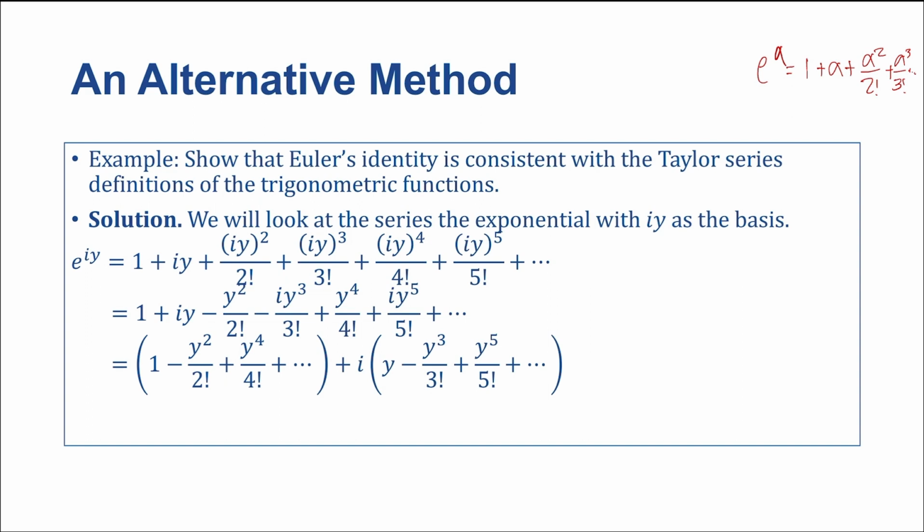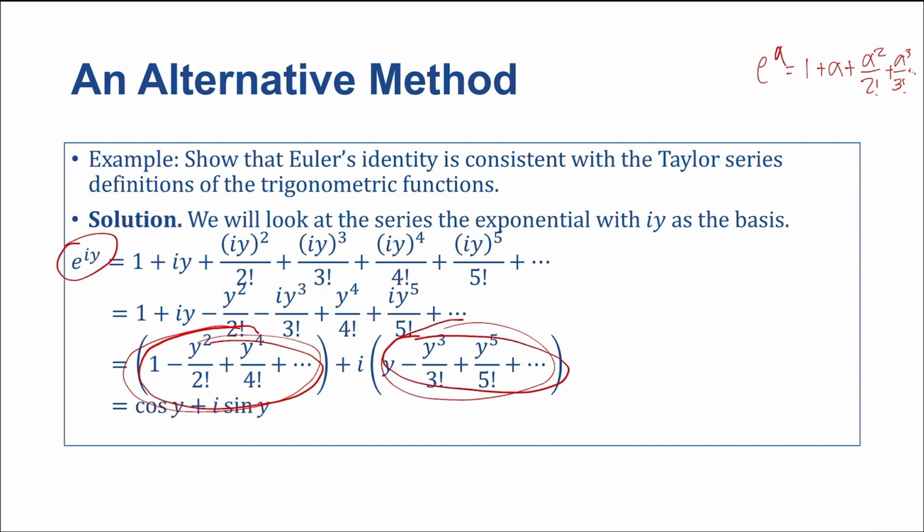We keep on going. Now, what we also know is that the sine Taylor series is what is in this bracket, and the cosine Taylor series is what is in that bracket. So what we have is cosine of y plus i times sine of y is equal to e to the iy. There we go. We have just proved the Euler identity another way by using the Taylor series.